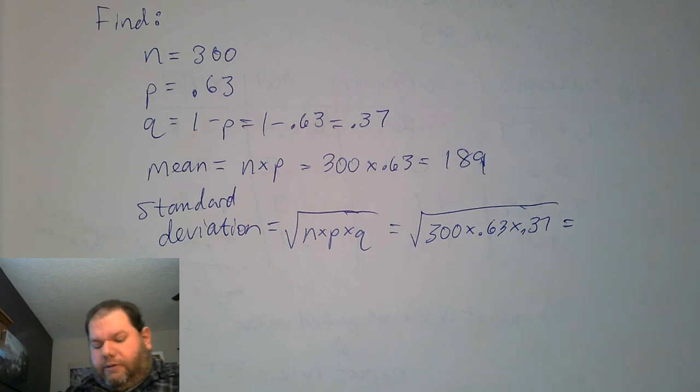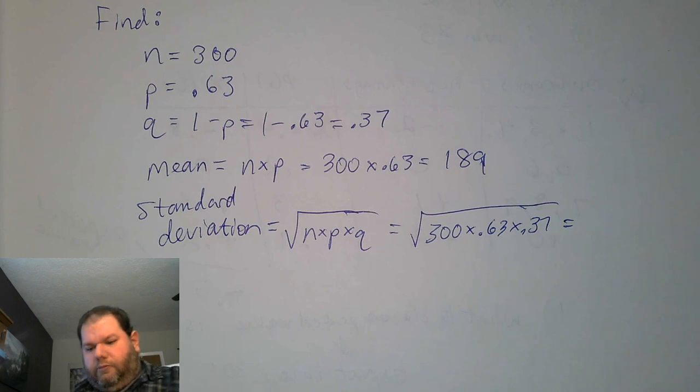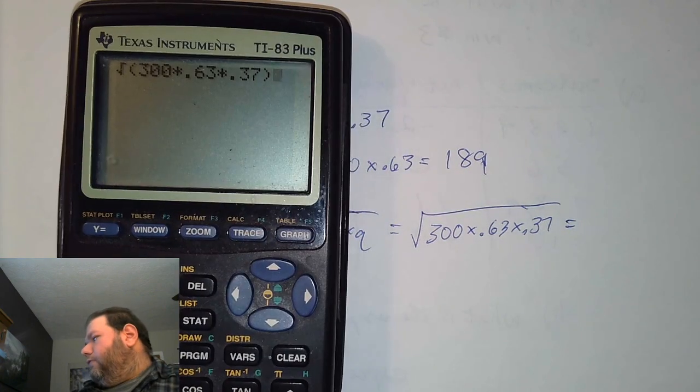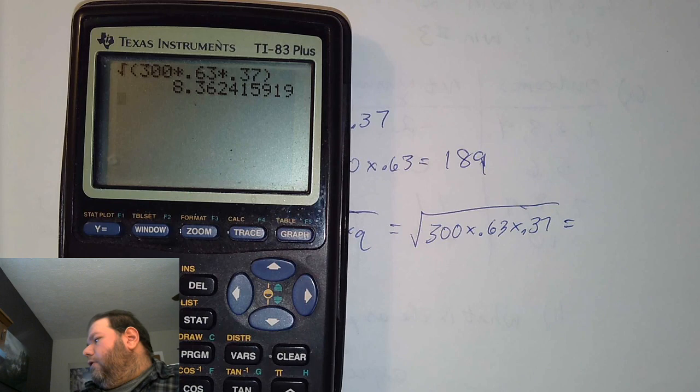Let's see. What do we get here? Square root of 300 times 0.63 times 0.37. So it gives us 8.362.